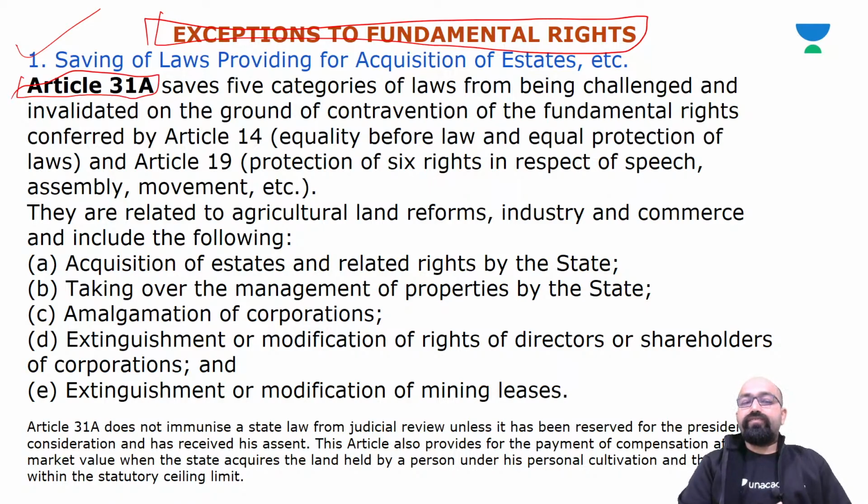Article 31A does not immunize a state law from judicial review unless it has been reserved for the President's consideration and has received his assent. This article also provides for the payment of compensation at market value when the state acquires the land held by a person under his personal cultivation and the land is within the statutory ceiling limit. So this is the first clause related with the exceptions to fundamental rights.